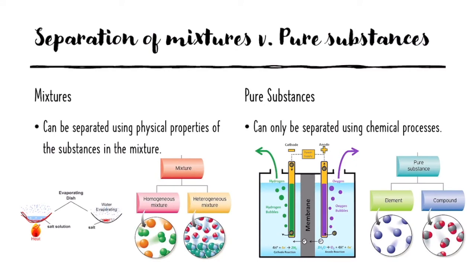And then when we're talking about separating pure substances, these can only be separated using either a chemical process or a nuclear process. So compounds, we will use a chemical process to break down into the component parts. Elements can't be broken down using chemical processes. They have to be broken down using nuclear processes. Nuclear processes break elements down into the parts, the things that make them up, whatever their atoms are made of. And chemical processes are used to break compounds down into the individual atoms that make them up.